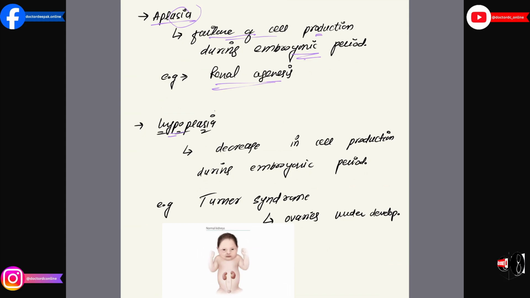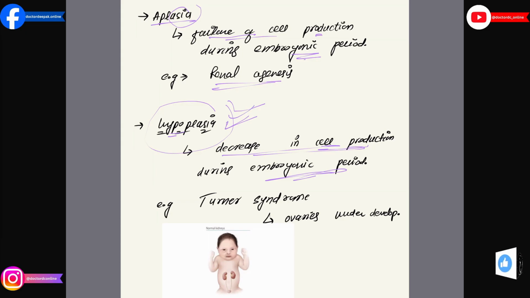And the second is hypoplasia. So what is hypoplasia? When there is decrease in cell production during the embryonic period, it is called hypoplasia. So when the cell is totally failing to produce, it is called aplasia. But when the cell is produced but its amount is decreased, it is called hypoplasia. So failure of cell production, aplasia. Decreased amount of cell production is called hypoplasia.